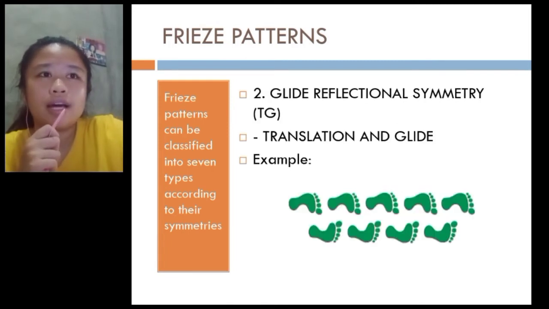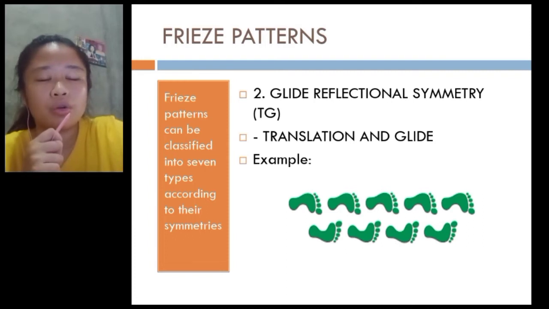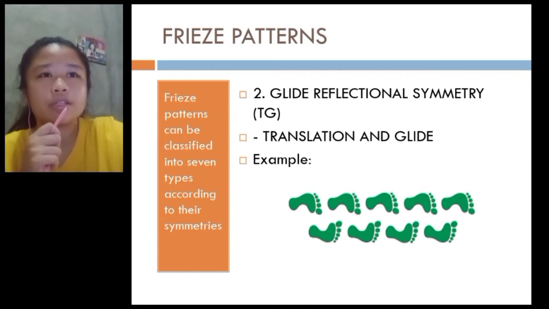Next is glide reflectional symmetry. Translation and glide, or TG, occurs when a shape mirrors itself over a horizontal line and then translates a certain distance over. This is the example.